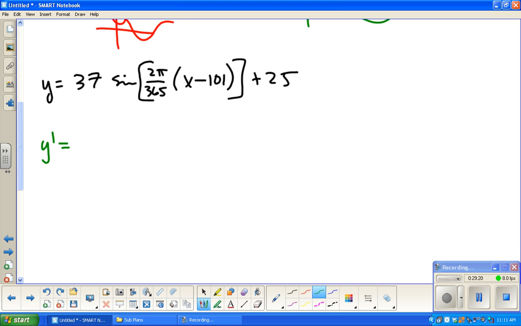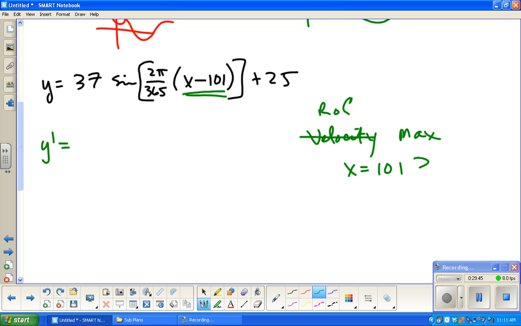All right, so if we're going to find where the velocity is max, sorry, rate of change is max. It's technically not a velocity. And we actually want to find that value. We're making a judgment call that it probably has something to do with x minus 101, so probably at x equals 101. But we still need to find that actual rate of change, so in order to do that, we're going to do the derivative. All right, so the 37 is just coming along.